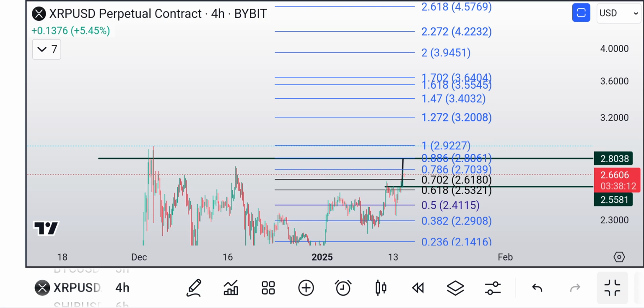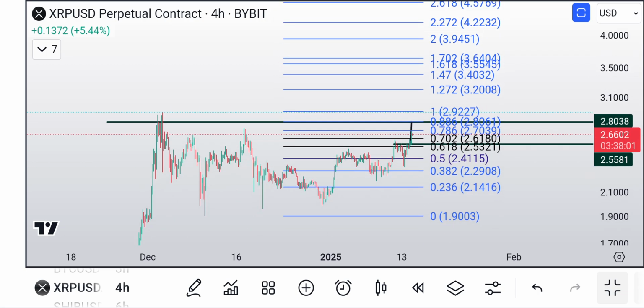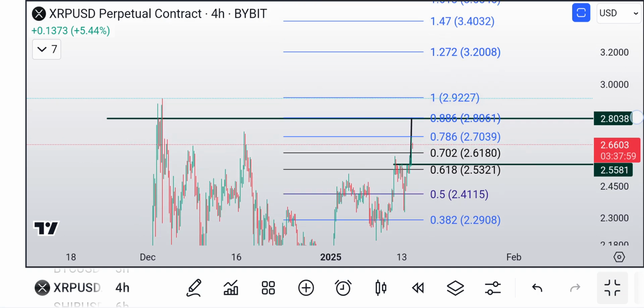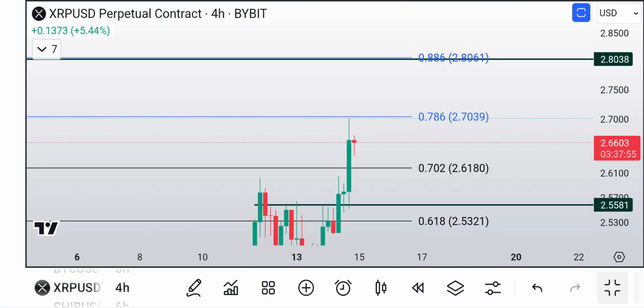Okay, so that's how fast this thing can happen. Now, I'm not saying that's going to happen, but it's possible. I mean, we're in that ballpark of where we should be, right? So, by the way, the 4-hour candle closed, and it did close above the 702. Look at that. We had a 4-hour above the 702. Beautiful.